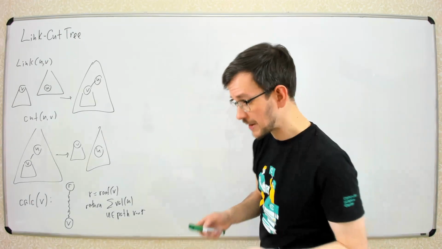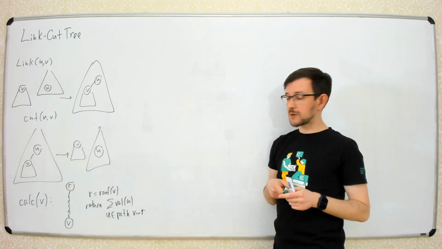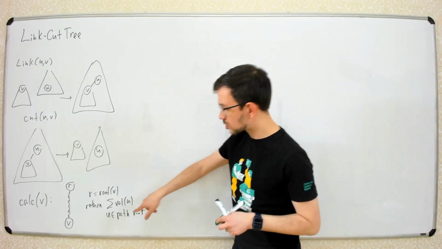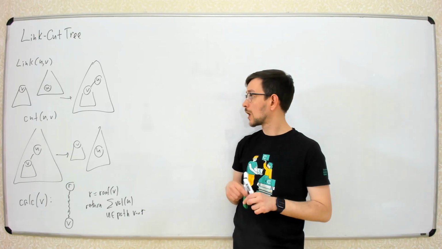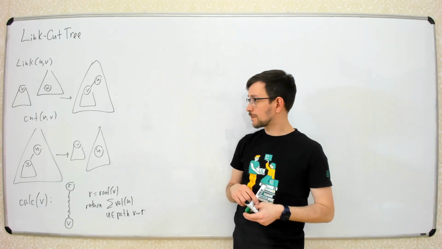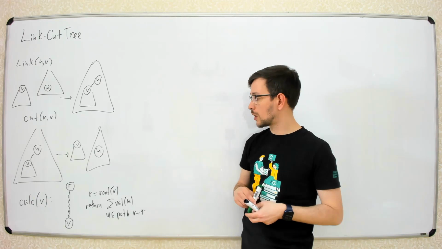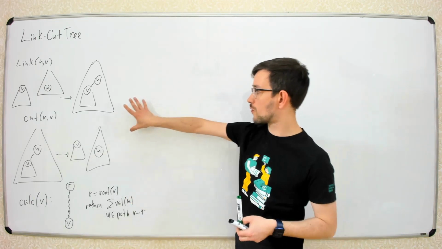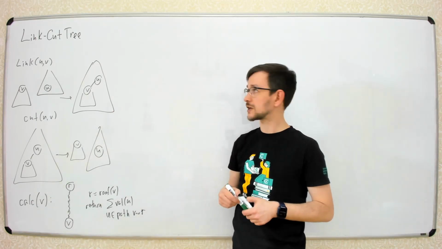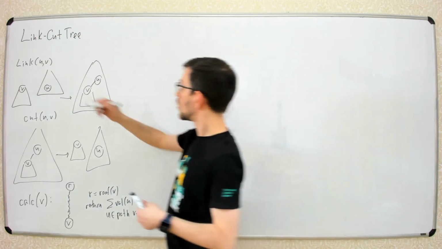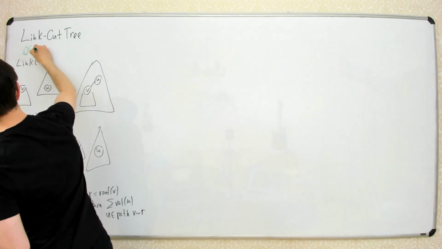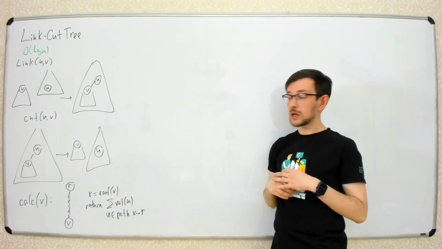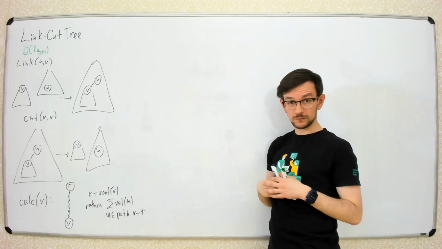Speaking about time complexity, in heavy-light decomposition we learned how to calculate a function on a path in log squared time. In this data structure, we will upgrade it. We will learn how to make this operation in log n time. And both link and cut will also work in log n time. So all these three operations will work in log n time. That's all. That's the plan for today.